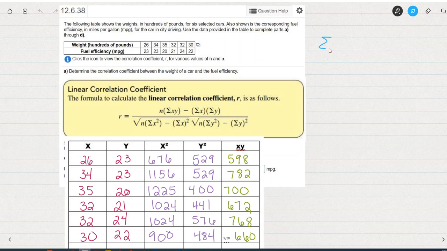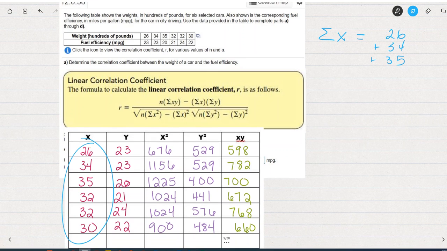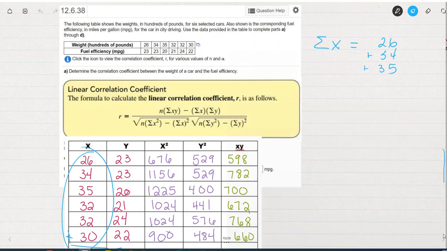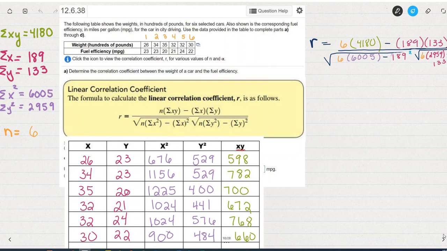The sum of the x's is going to be 26 plus 34 plus 35 and so on, all the way down that x chart. The column for x's, add them all up to get the summation of the x's. Add up all the y's to get the summation of the y's, and so on. You'll see that I've done that sum, and I've written the numbers here to the left.